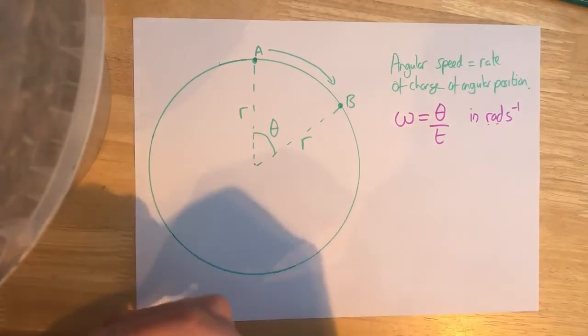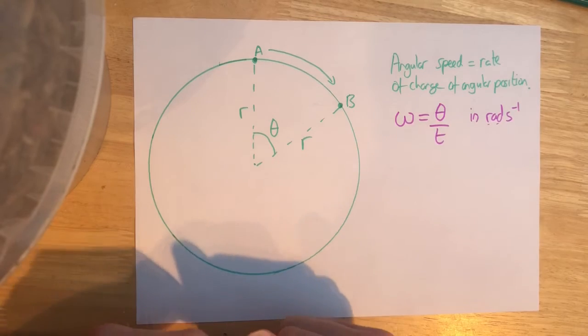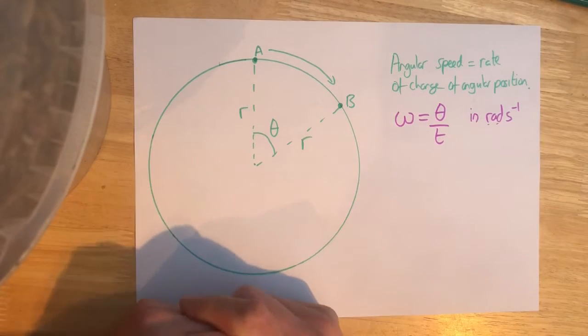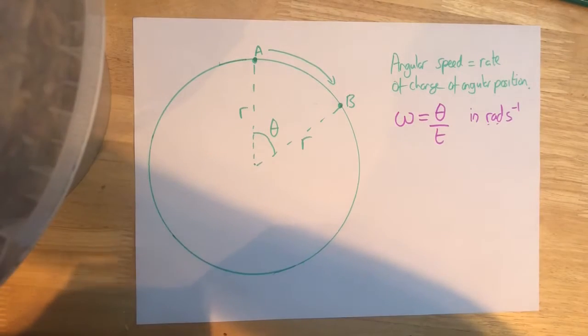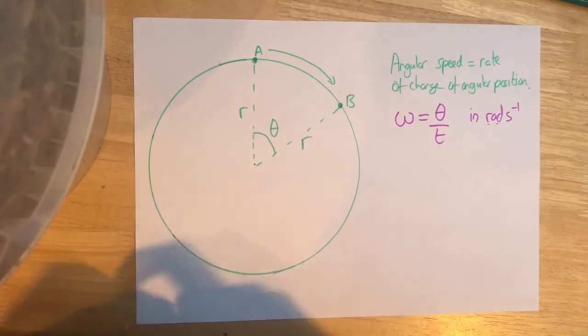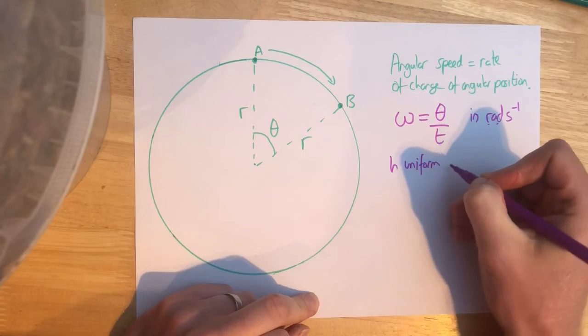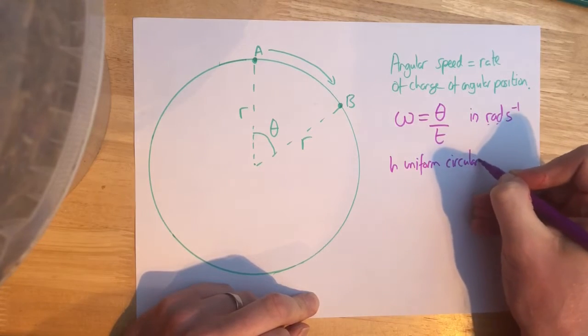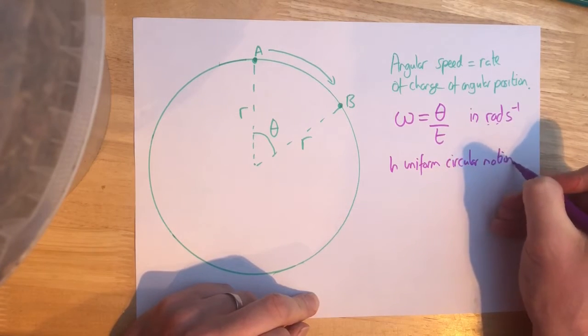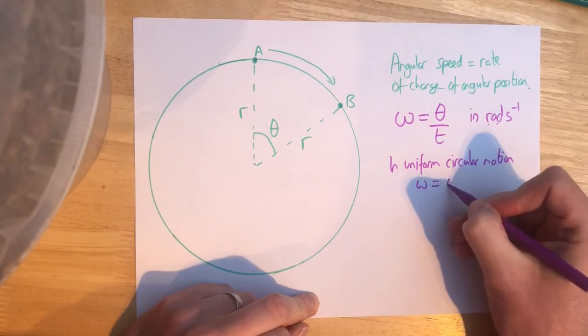Okay, now you will be looking chiefly at uniform circular motion throughout the course. Uniform circular motion means that omega is constant. So in uniform circular motion, omega is constant.